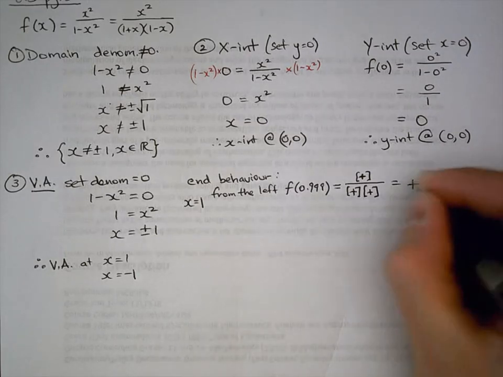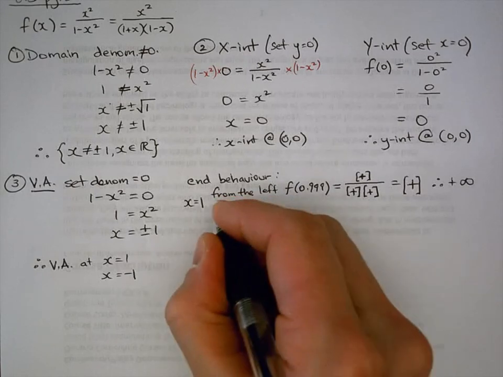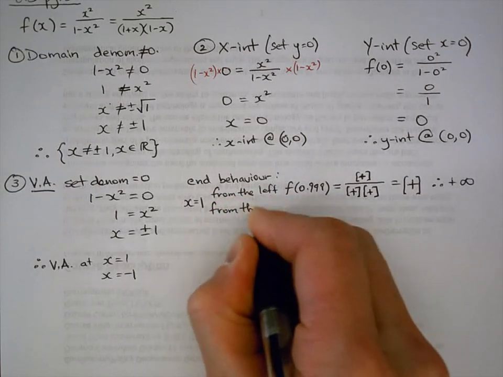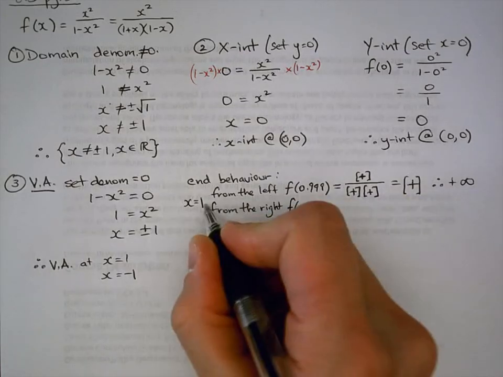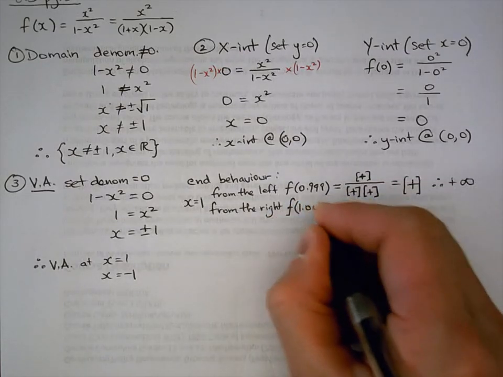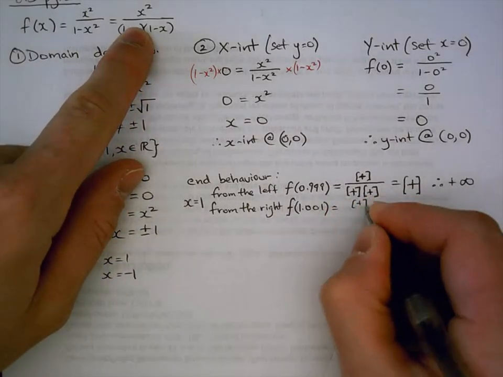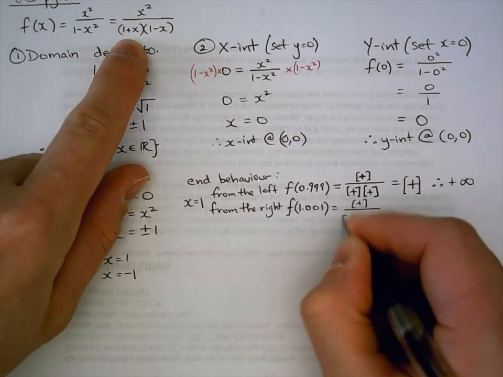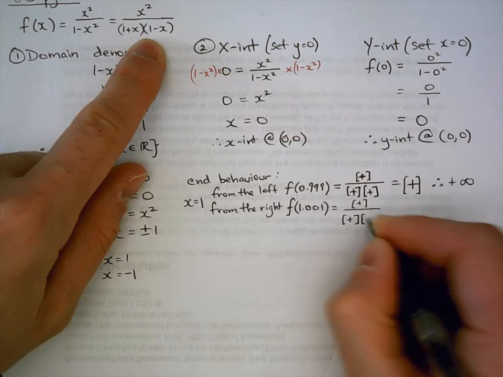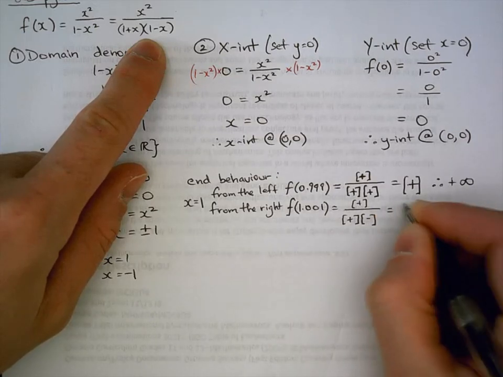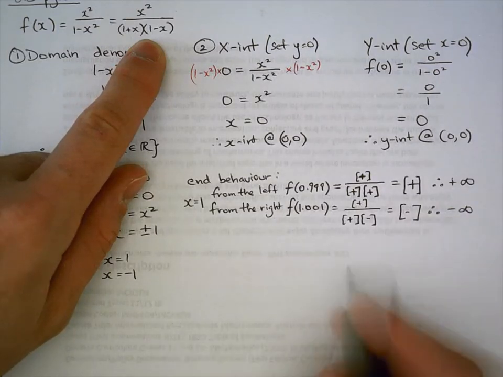If you're unclear about this, take a look at that lesson we did on asymptotes. I'm going to speed up a little bit. If we're approaching from the right, I sub in a number just bigger than x equals 1, so that would be 1.001. Now we go back up here. This is going to become positive over positive. But 1 minus 1.00001 is a very small negative number. So I end up with a negative. So this goes towards negative infinity as we approach from the right.